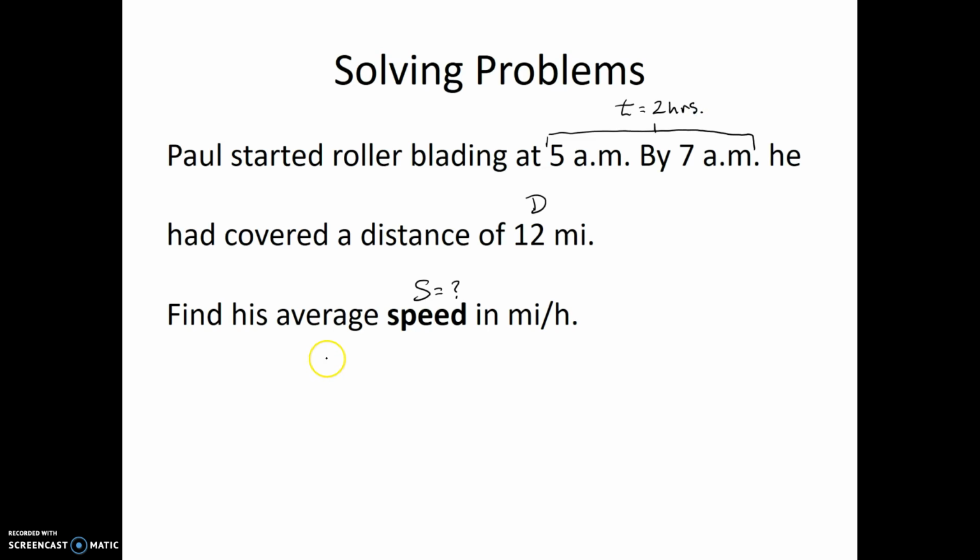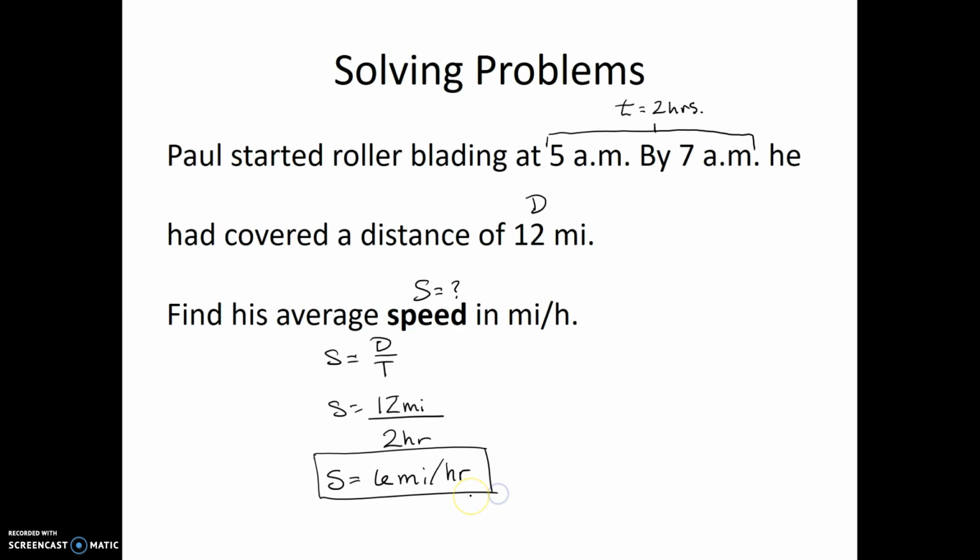And we want to find his speed, so let's use our speed formula, distance over time. So 12 miles over 2 hours, and 12 divided by 2 is 6, and our unit is miles per hour. Okay, so that's our average speed. So that's our answer for letter A.